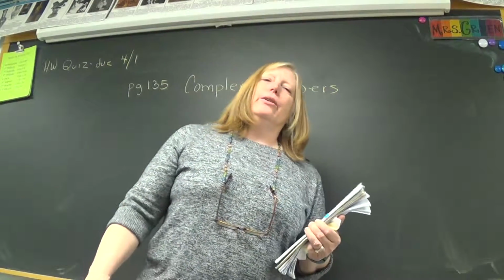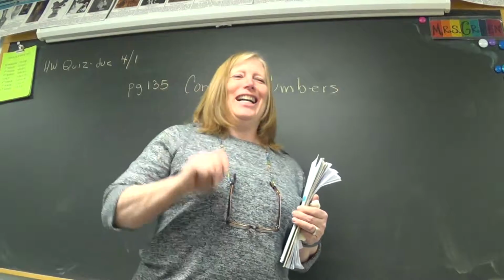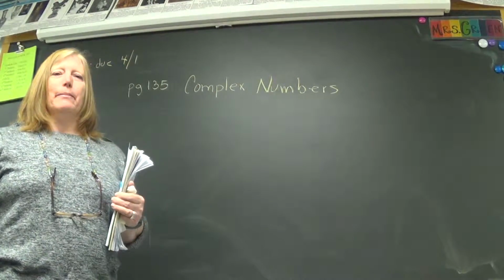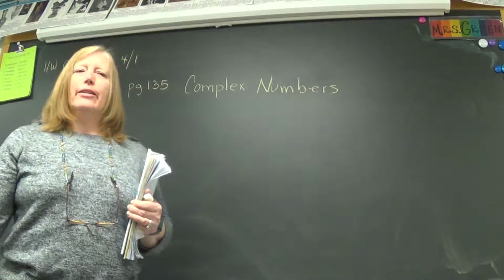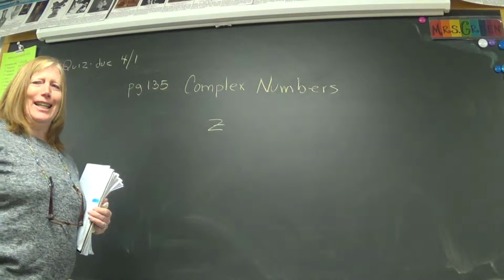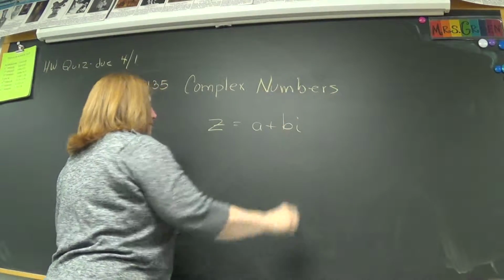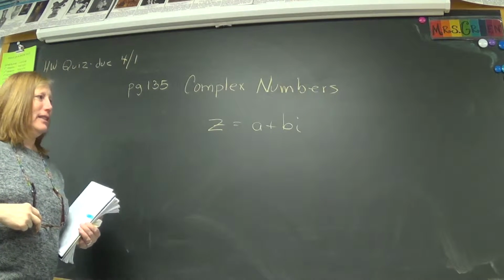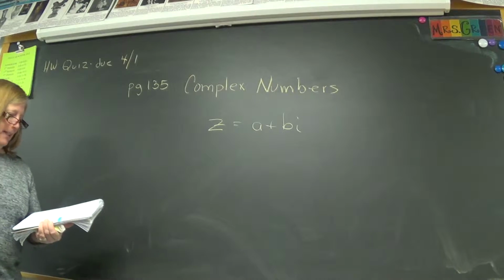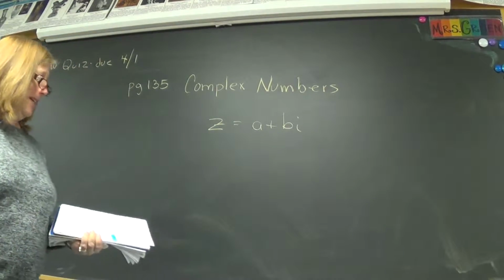All right, we're starting a new idea on page 135. Call it complex numbers. Did you know that there are numbers that aren't real, and we like to call them Z? I thought it was I. No, there's going to be an I in them, but the actual name of a complex number is often associated with a Z. I probably won't use that anymore this year, I'll just give you that information.